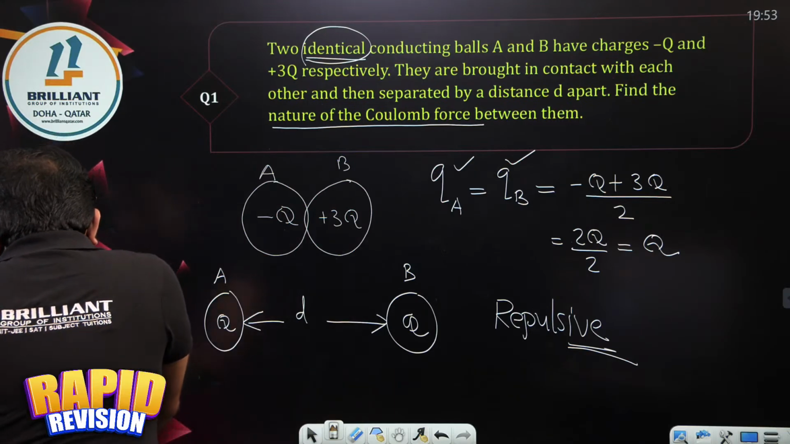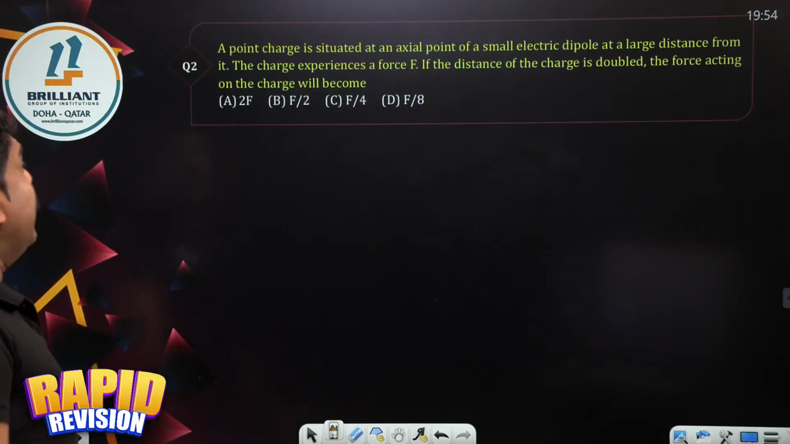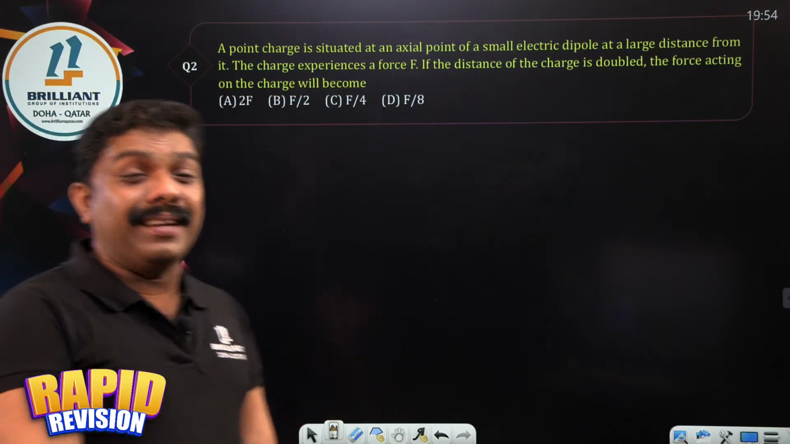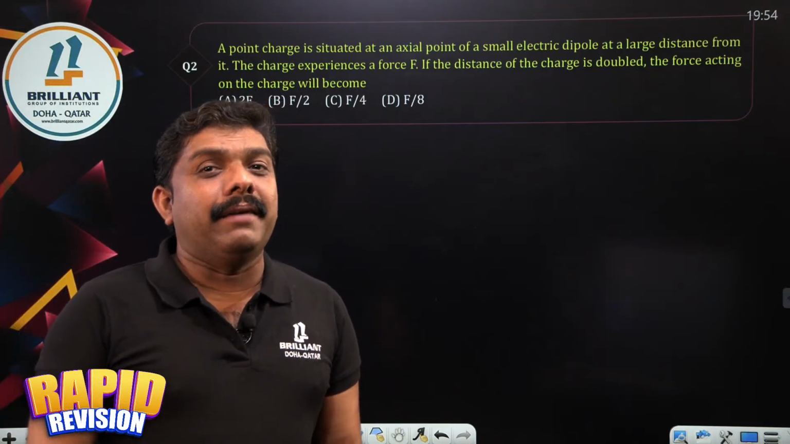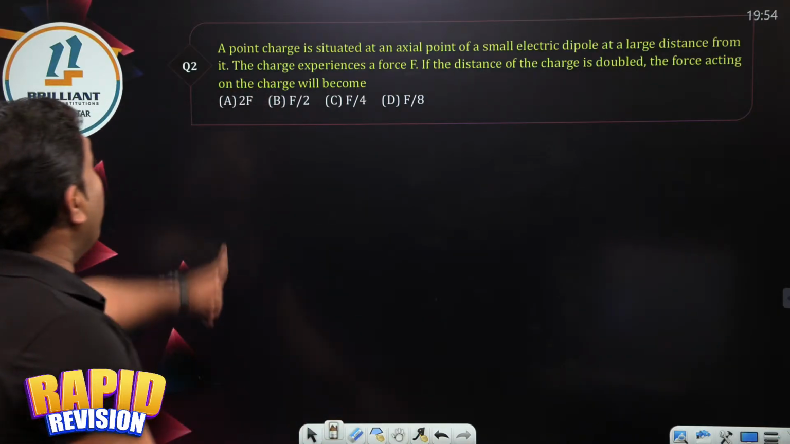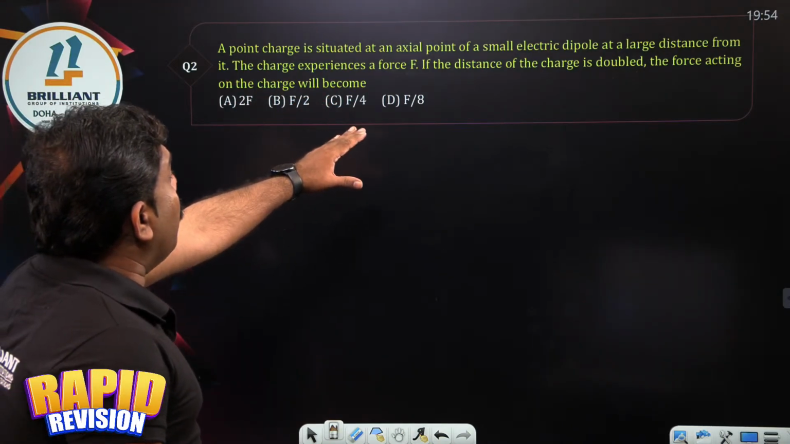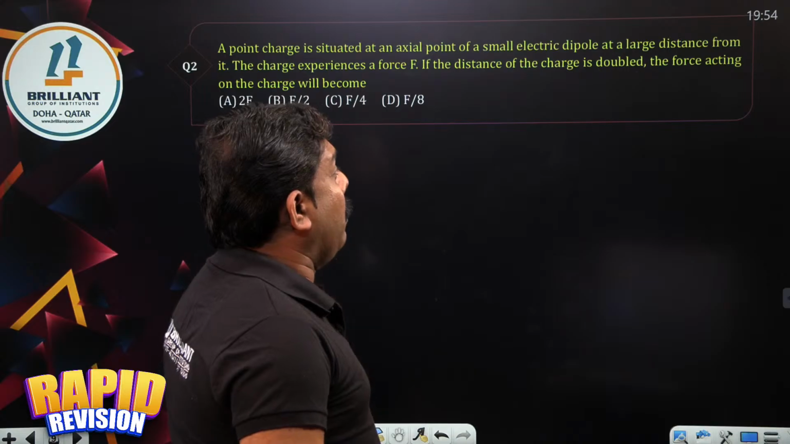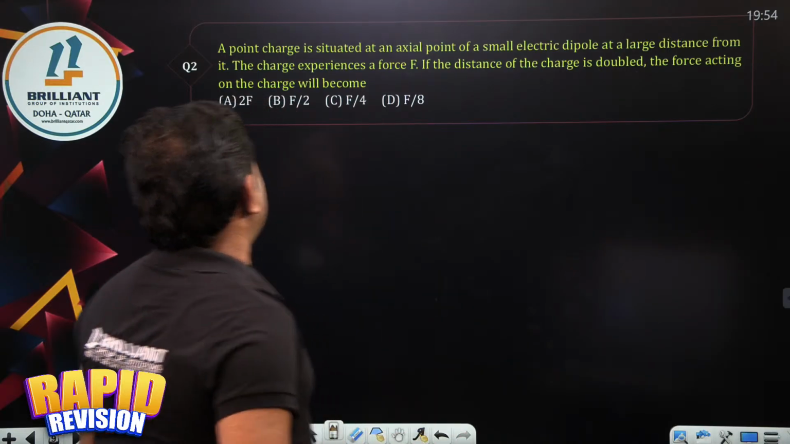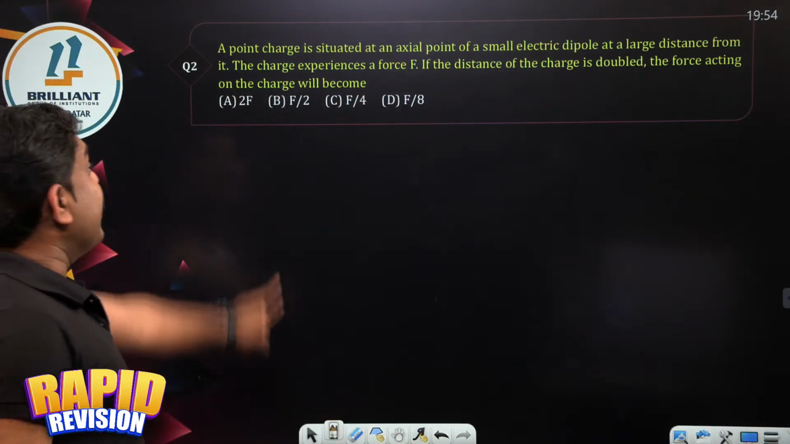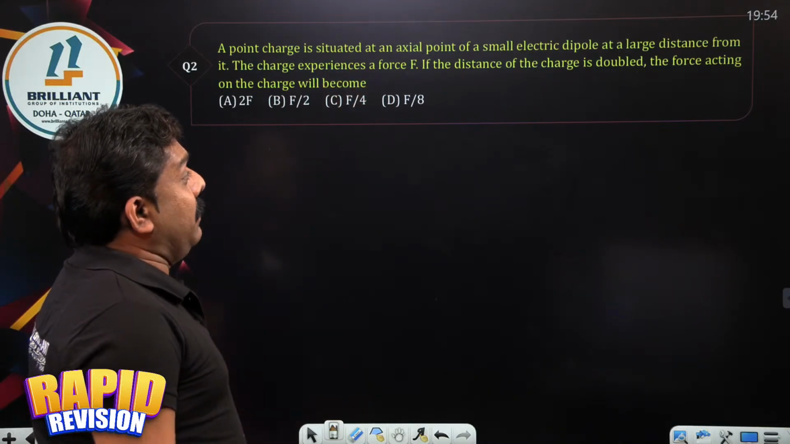Now we are doing the next question. So what is that question? It is a highly tricky question, so take care when you are answering. A point charge is situated at an axial point of a small electric dipole at a large distance from it. The charge experiences a force F.